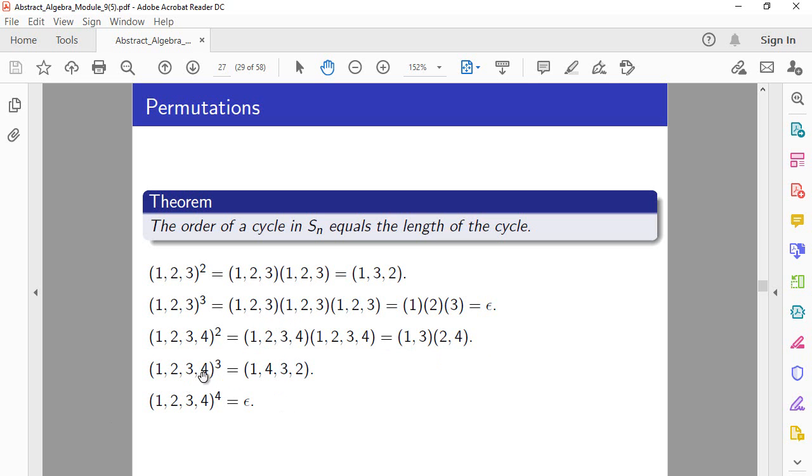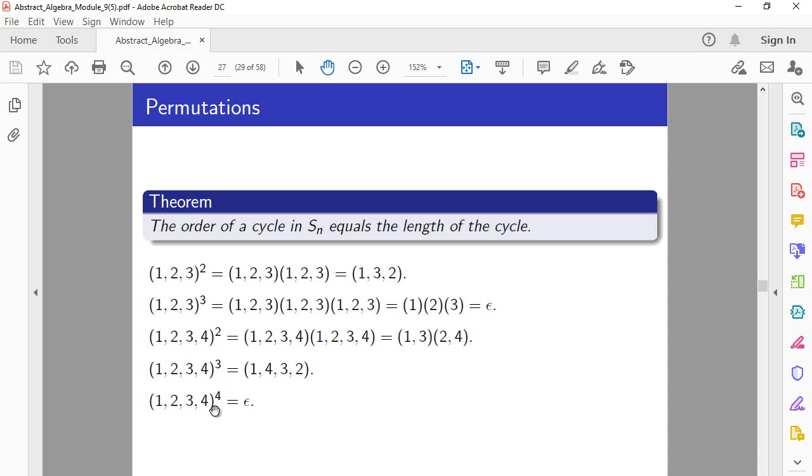And when I take the third power of (1 2 3 4), that would mean I have to multiply this with (1 2 3 4). Now this time we're going to skip 2 elements. So 1 is going to go to 4, 4 is going to go to 3, 3 is going to go to 2, and 2 is going to go to 1. And so we get (1 4 3 2).